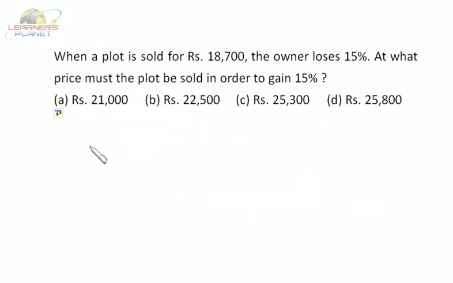Now let's see this problem. When a plot is sold for rupees 18,700, the owner loses 15%. At what price should the plot be sold to gain 15%? Friends, it's the selling price which is given to us. Now selling price by cost price is equal to 15% loss, that means it is 85%. Or we can say selling price is 85% of the cost price.